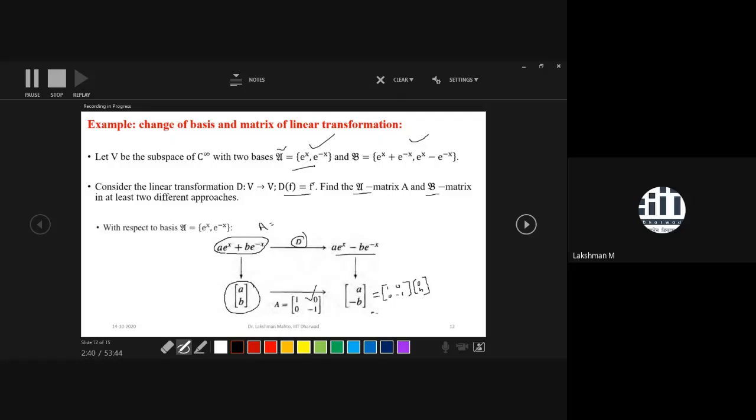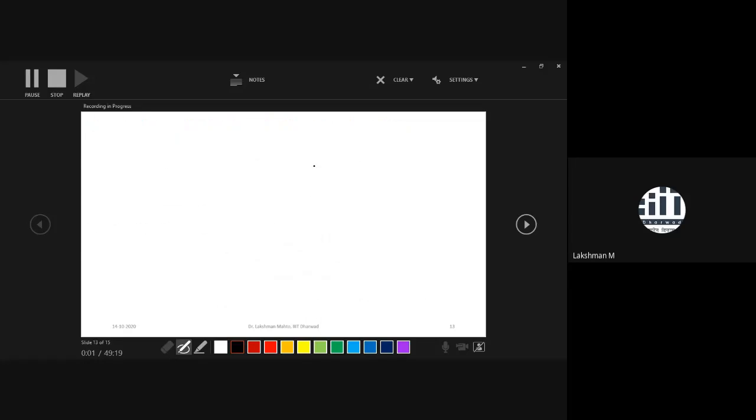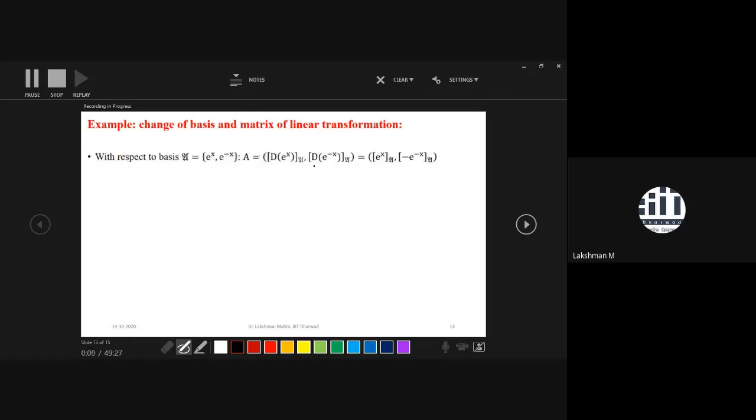Now, if you want to find the matrix of transformation with respect to the second basis, you don't need to find it directly; you can use the first matrix. There are two different approaches to find the second matrix. With respect to A, directly you got the matrix this way, and with respect to B, the matrix would be like this.